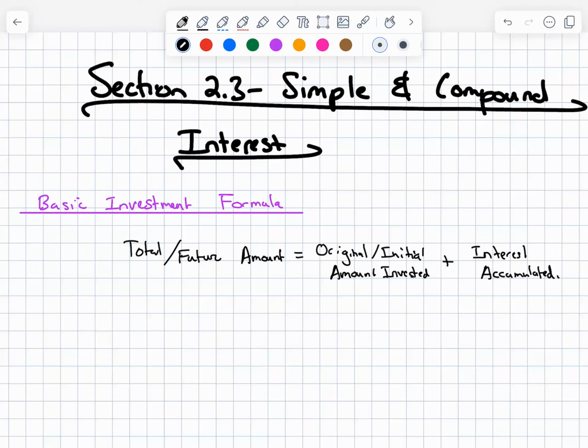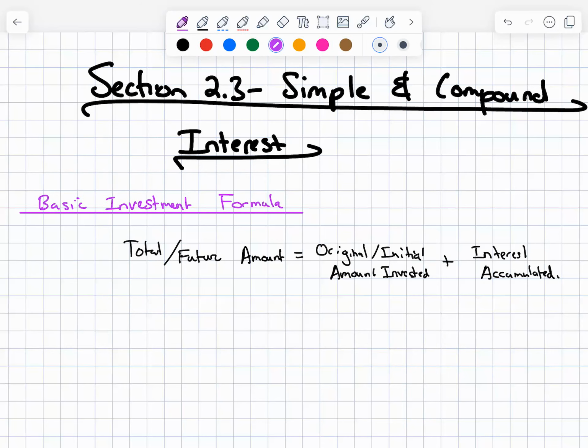So if you put $500 in a bank and then you get $10 in interest, you have $510 because it's 500 plus the 10 in interest. The 500 you initially put into the bank plus the 10 that you got in interest. So that is a formula without saying it's a formula. The original amount that you invest plus the interest is equal to the total amount at the end of the day.